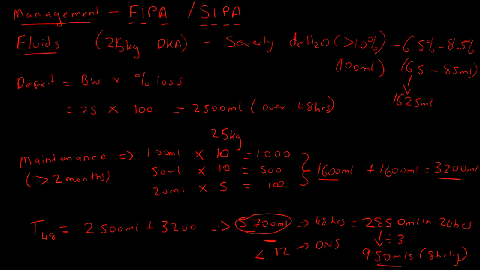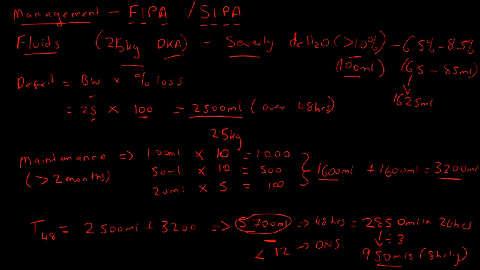So I shall run through this calculation one more time. Remember, we have a child that is 25 kg with DKA, so the assumption is that they're severely dehydrated, and with severe dehydration we're losing more than 10% of the body weight, so that's about 100 mils per kg. So the weight of the child multiplied by 100 mils per kg means this person is losing 2,500 mils.